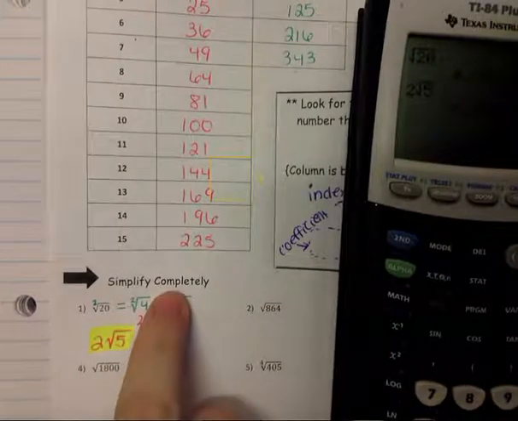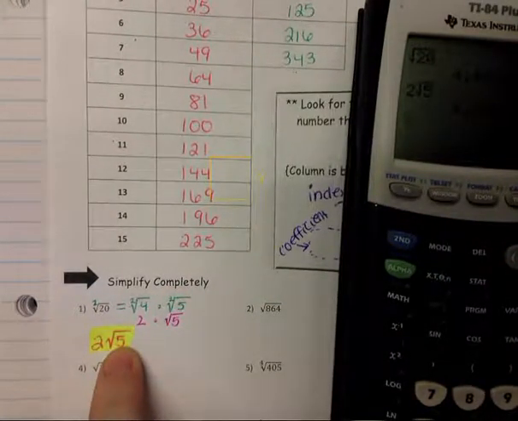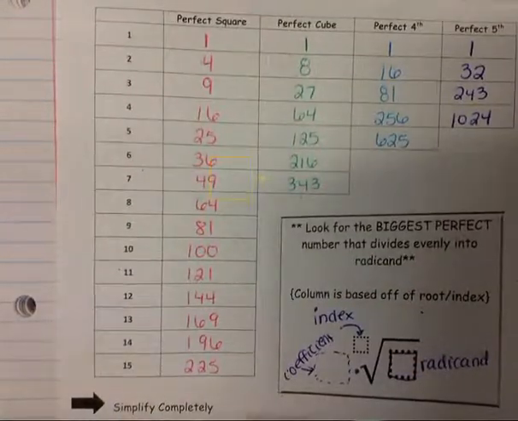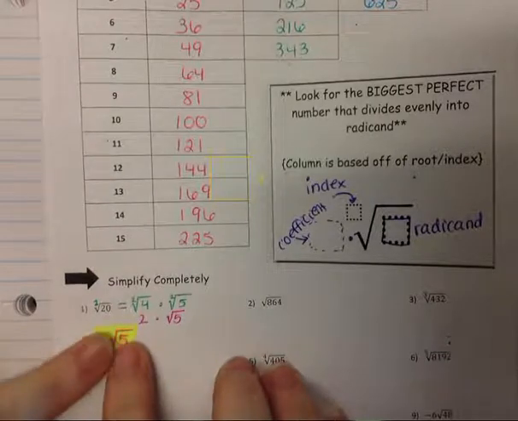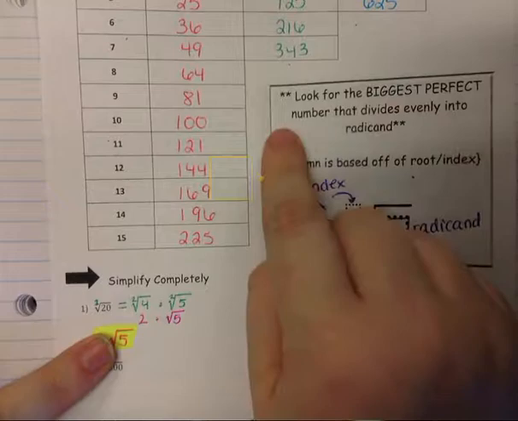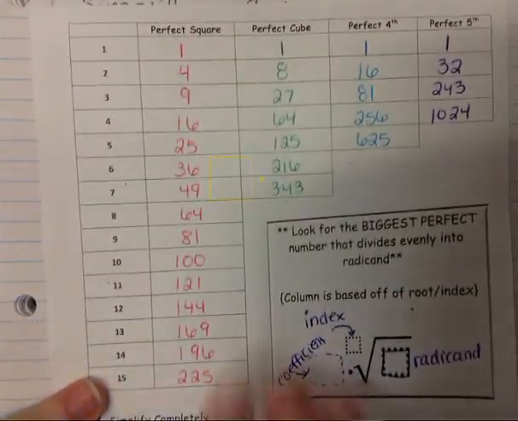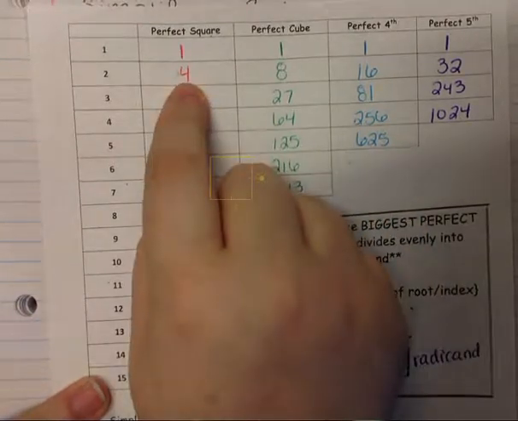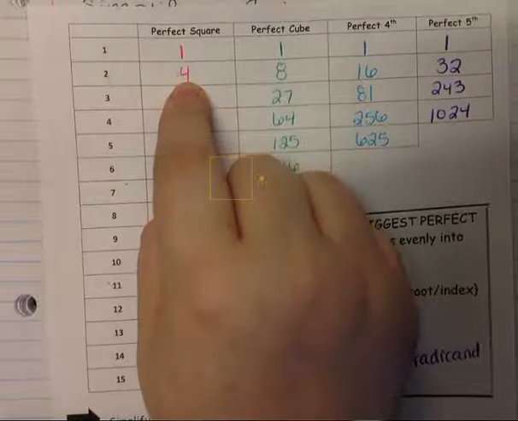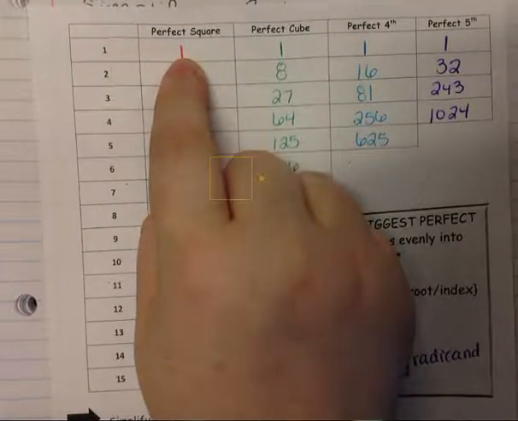But the biggest question is, is it simplified completely? Because the 5 cannot be simplified further, and I can check that. So my radicand is 5 now. Because my radicand is 5, I again go back and find the biggest perfect number that can divide evenly into the radicand. So my radicand was 5. 4 would be the biggest number possible. So 5 divided by 4 would give me a decimal. But then I move up. 5 divided by 1 works.